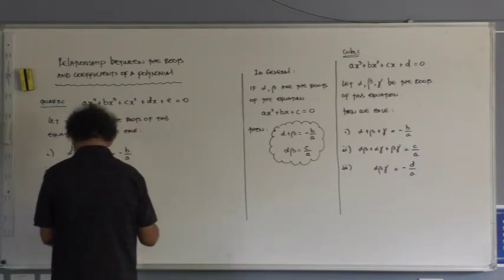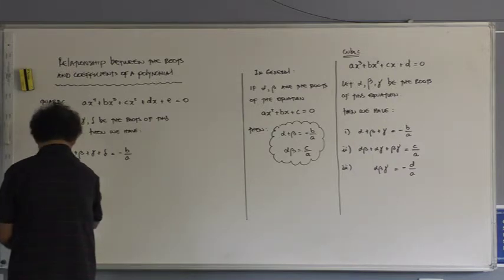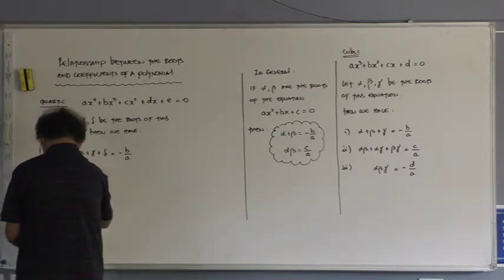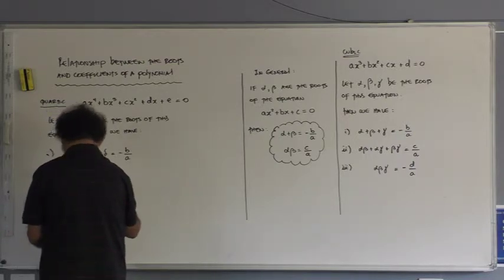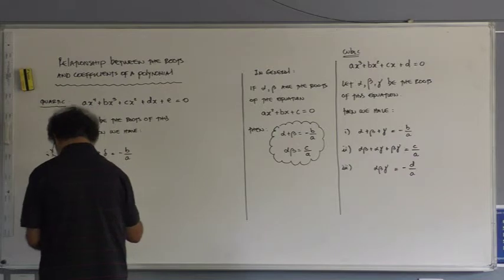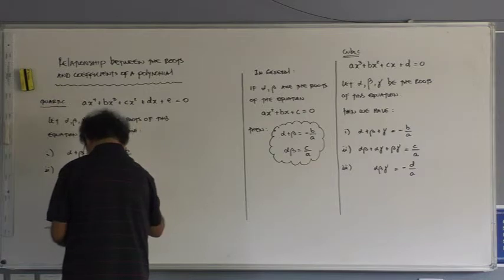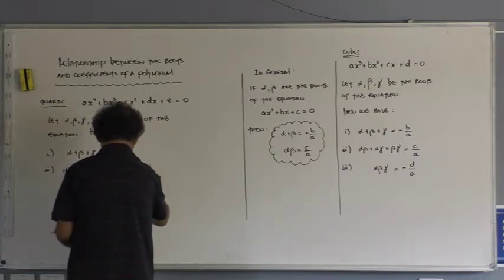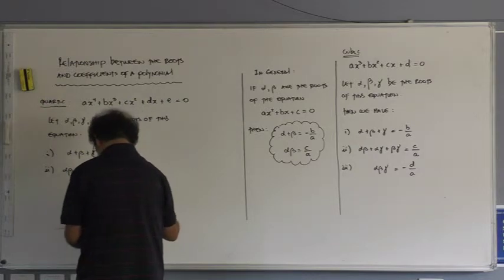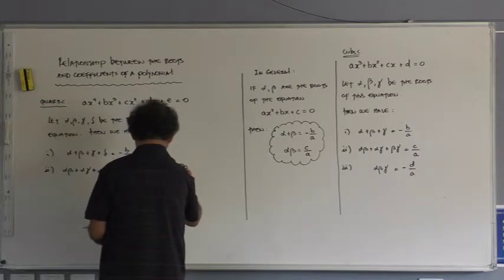And then we're going to take them 2 at a time, and I'm going to write it down. So we have alpha beta plus alpha gamma plus alpha delta, and then plus beta gamma plus beta delta plus gamma delta, and that is going to be equal to C on A.